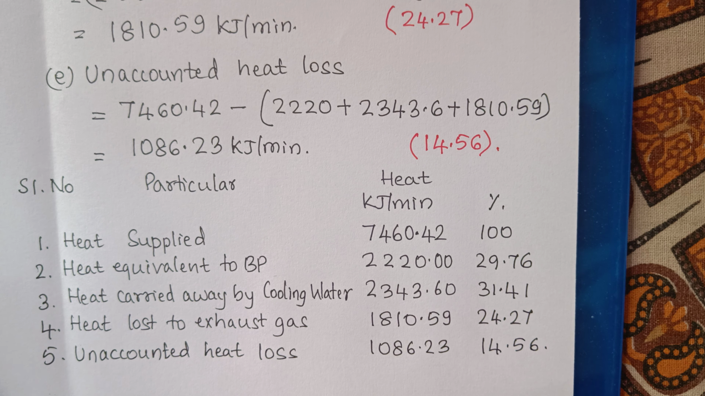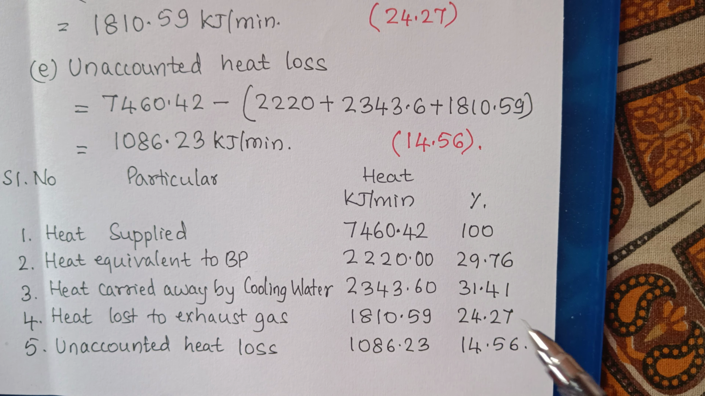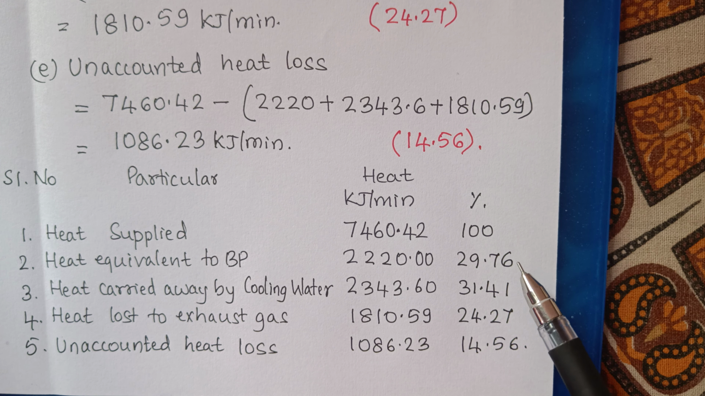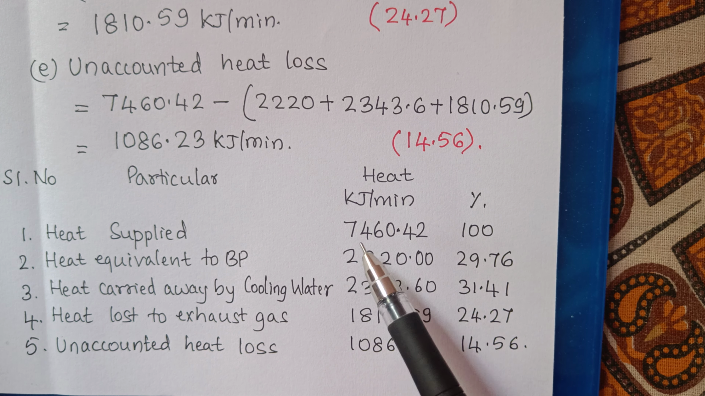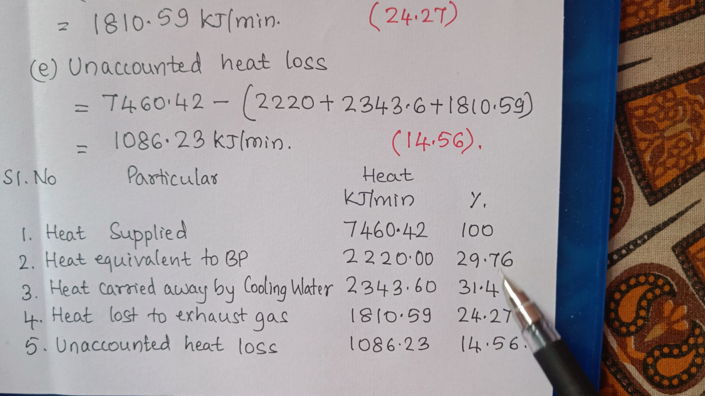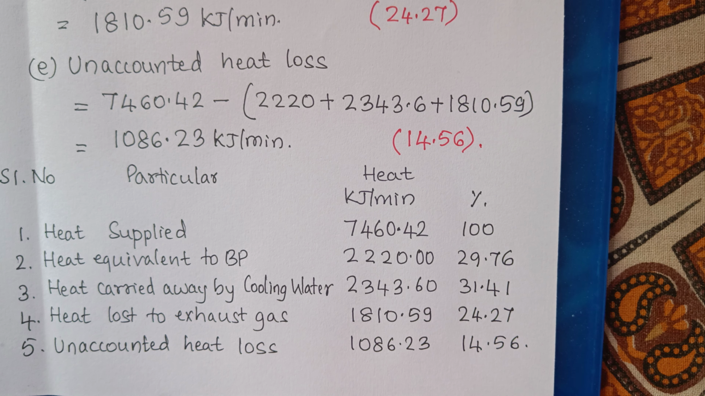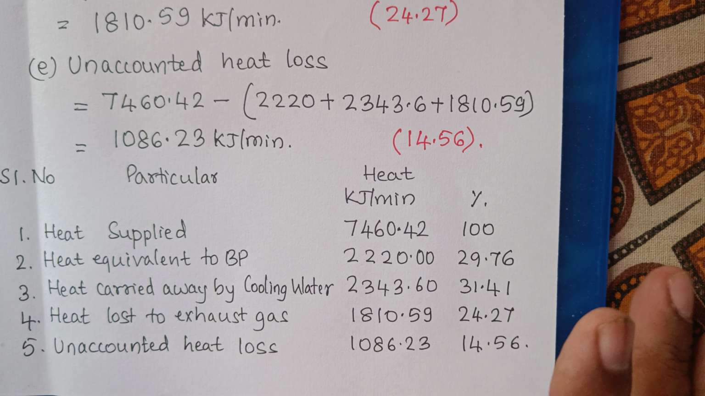If you see totally, all these together, that is heat equivalent to BP, heat carried away by cooling water, heat loss to exhaust gas, and unaccounted heat loss, if I add these values in terms of kilojoules per minute, it should be equal to 7460.42, and the percentage whatever I've shown on the right side should be equal to 100%. This is the problem we have solved for today's session. Thank you.